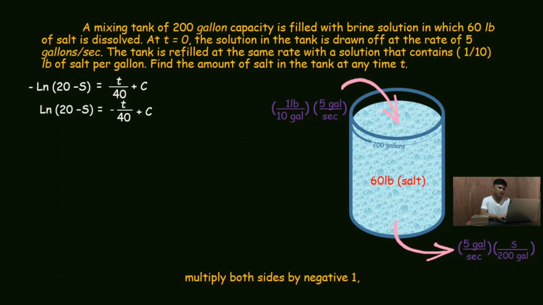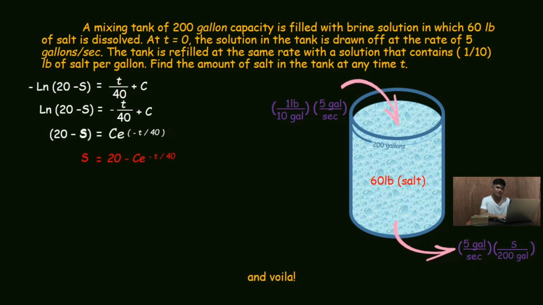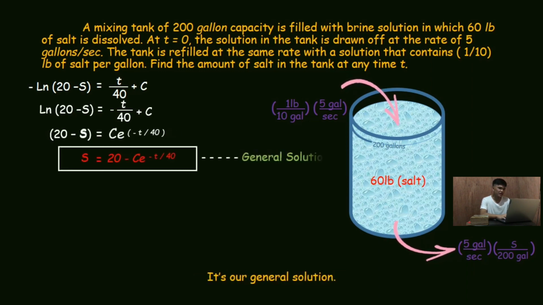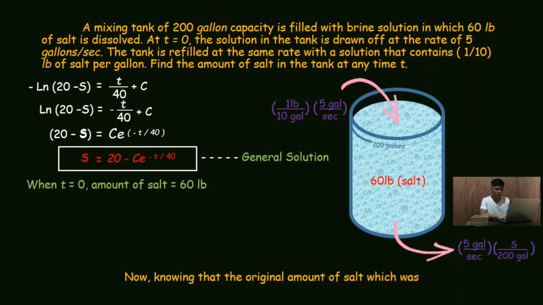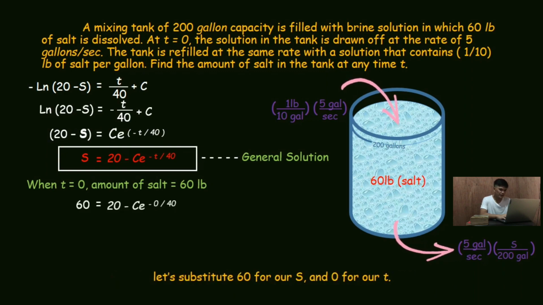Multiply both sides by -1, raise both as exponents of e, manipulate, and voila! It's our general solution. Now, knowing that the original amount of salt which was already in the tank before mixture took place was 60 pounds, let's substitute 60 for S and 0 for T. Manipulate so that we can find the value of C. That's it.